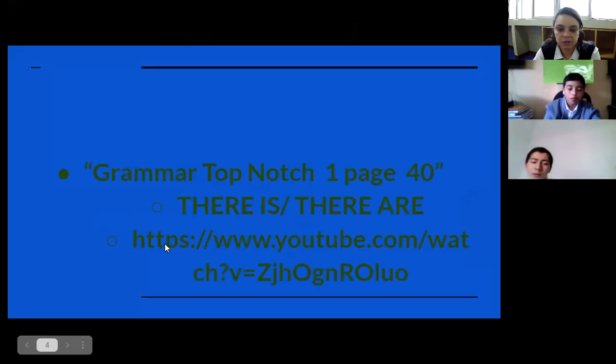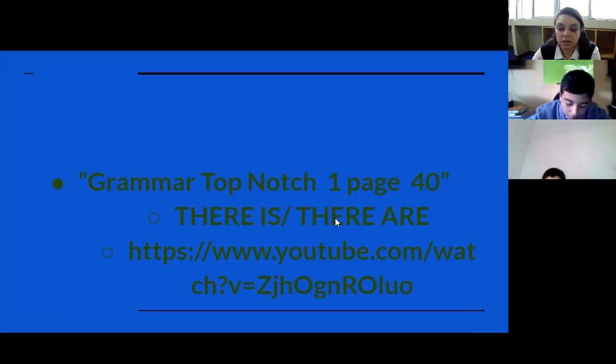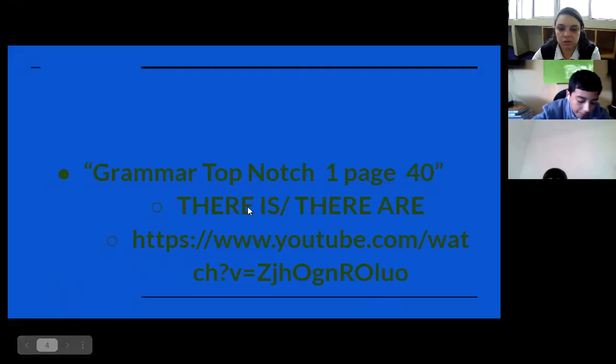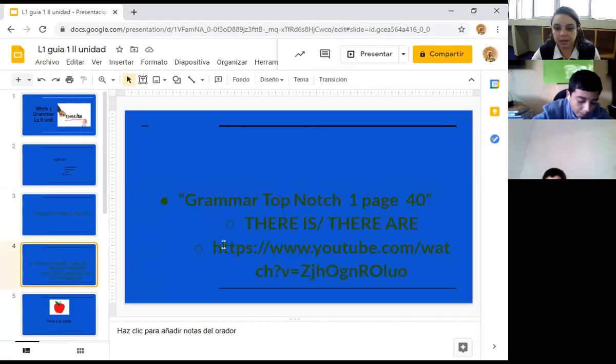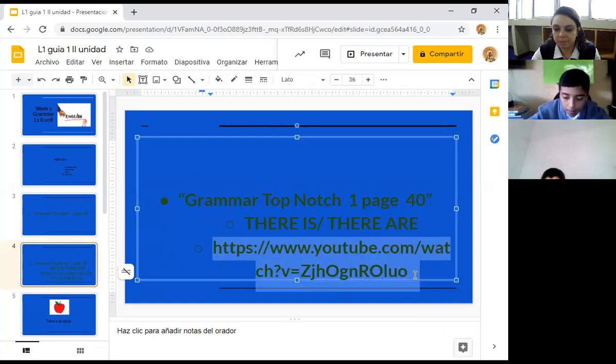But today we are going to look at the grammar, okay? Not the vocabulary, we are going to start with the grammar. So the grammar top-notch one, okay? You have to go to the page number 40. Right here on the page number 40, there is and there are. That is the thing that we are going to identify. So I'm going to show you the video that I have right here, okay? That is a previous review about there is, there are.